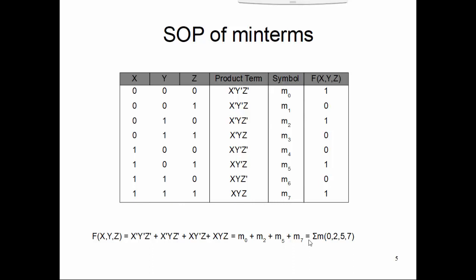Then once I have this, I can represent the same thing with a sigma symbol. Sigma basically stands for summation in normal algebra, but we are using it here as well, the sigma m, and simply list down the suffix or indices of these minterms. So this becomes sigma m 0, 2, 5, 7. So f(x,y,z), if I write directly as sigma m 0, 2, 5, 7, that means I'm talking about ORing between the minterms 0, 2, 5, 7, and then we know the definition of each of these, m0, m2, m5, m7.